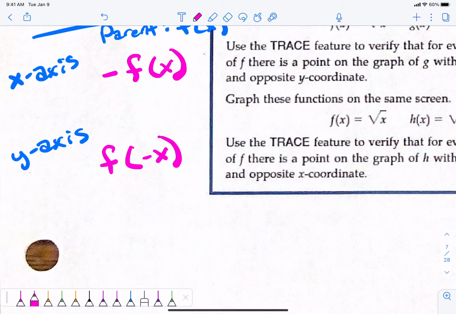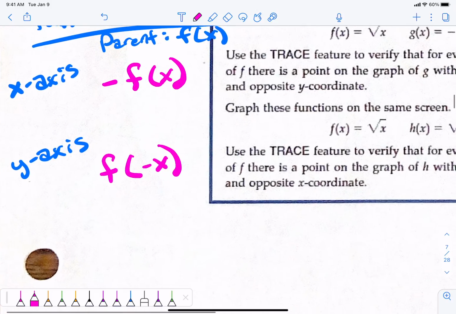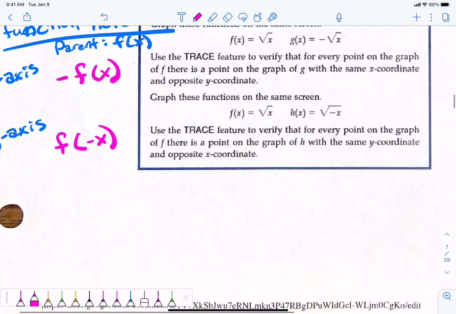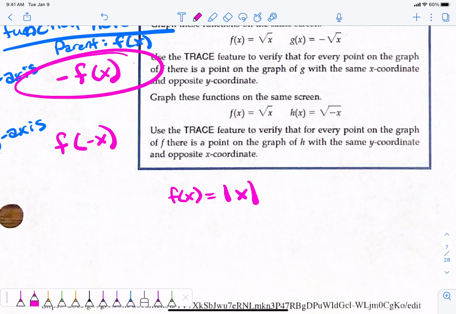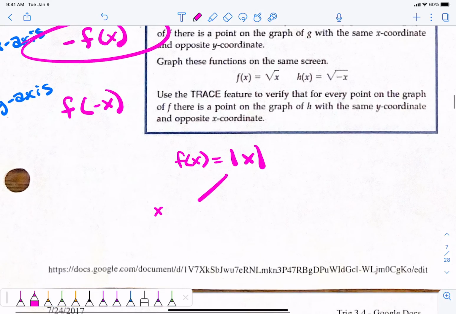This is like function notation. If it's an absolute value, it'll be absolute value of negative x. If it's x squared, it will be negative x in parentheses squared. Make sense? That's the function notation for it. If you're confused, it's just where you put the negative. Let's say my parent function is f of x equals the absolute value of x. If I'm reflecting him over the x-axis, he will be f of x equals negative absolute value of x.